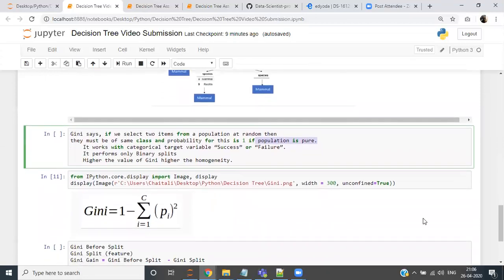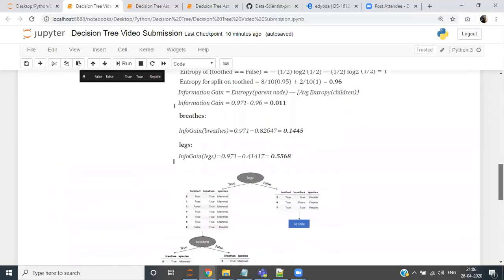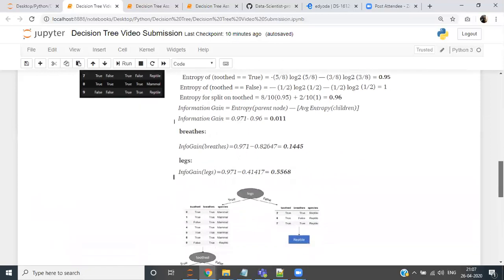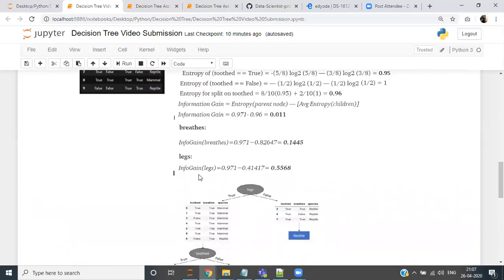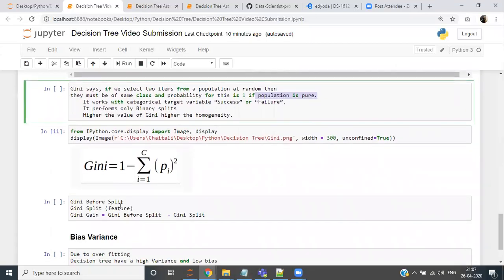So for Gini, the formula is 1 minus the summation of all the probabilities squared. So it's pretty similar to that of entropy. And just like entropy, we calculate Gini for each and every node. And similar to information gain, we calculate the Gini gain. And similarly, we decide what will be the root of the tree, what would be the subsequent nodes and branches. So we calculate the Gini before split, the Gini after split, and then we calculate the Gini gain.